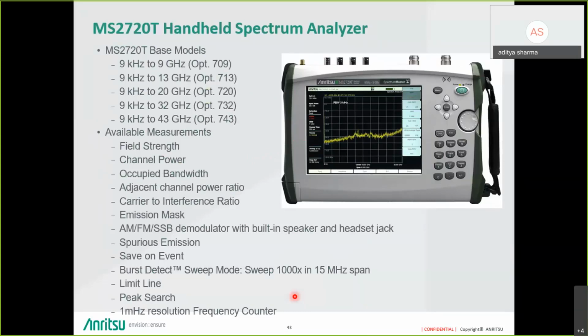Available measurements, if you see, we do have field strength, channel power, occupied bandwidth, ACP, carrier to interference ratio, emission mask, and AM, FM, SSB demodulation is already there with a built-in speaker and headset to analyze those signals. Then we have spur emission, save on event option, buzz detect, limit line, peak search, and a 1 millihertz resolution frequency counter is already available. Although it's a handheld product, if you see the performance of this particular instrument and compare it with the benchtop, it's comparable to the benchtop.